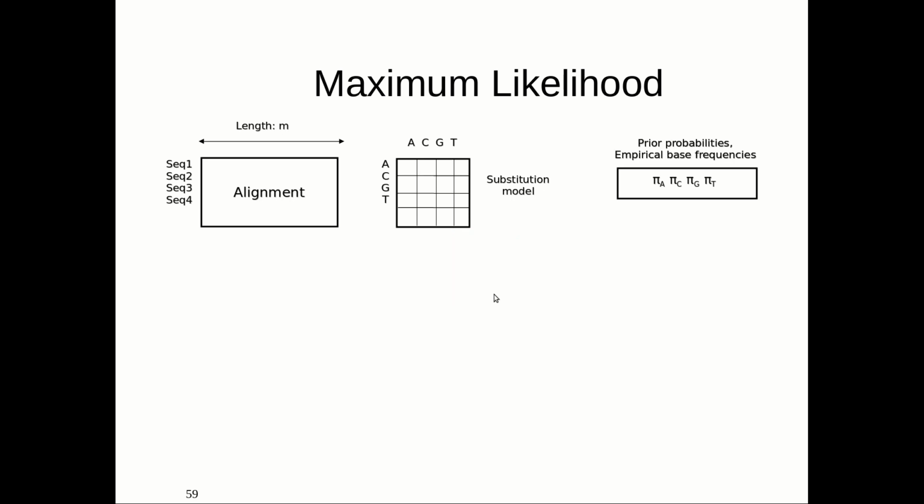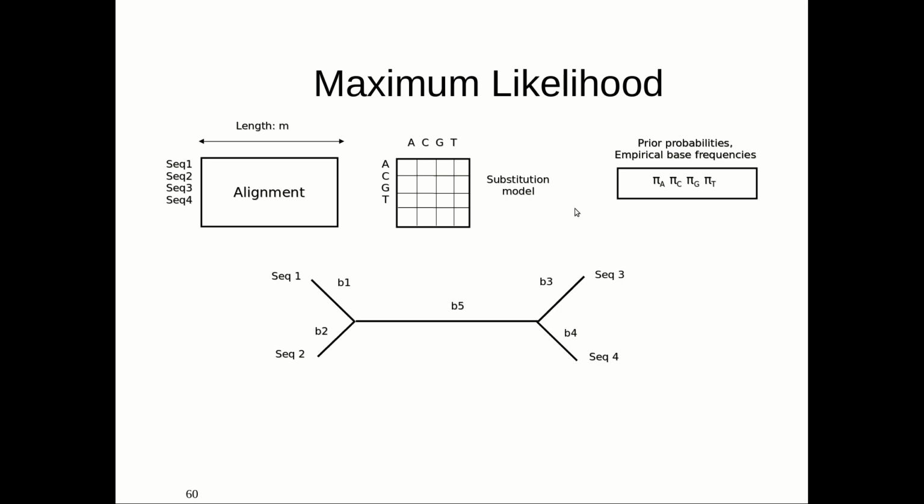The other thing that we need are the prior probabilities or base frequencies, so those can either be derived or given by the model. Jukes-Cantor just assumes that all are 0.25, or you can use empirical base frequencies essentially by counting the frequency of occurrence of A, C, G, and T in the alignment, or you can do a maximum likelihood estimate of those frequencies, treating them as free parameters.